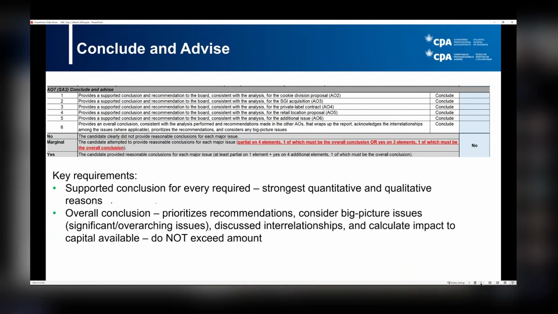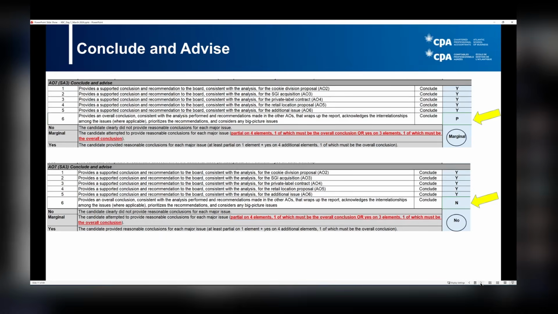When it comes to conclude and advise, what are the key requirements? Well, you need to provide a supported conclusion for every required. You can't just say, based on my quantitative and qualitative analysis, I recommend implementing this option. No. What are the strongest reasons why? When it comes to your overall conclusion, you need to prioritize those recommendations. Are there any significant issues? You need to discuss those interrelationships and calculate the impact to the capital. Do not exceed that amount.